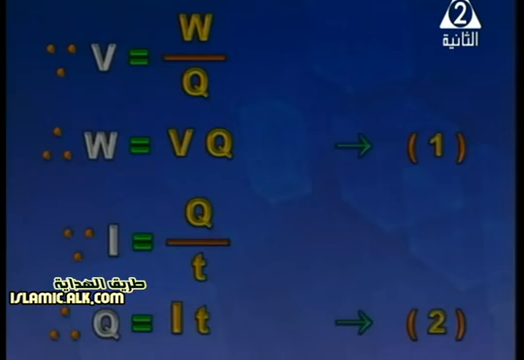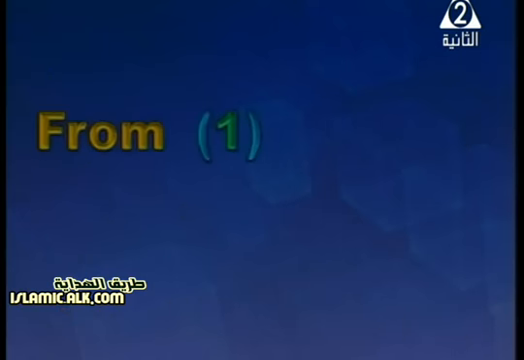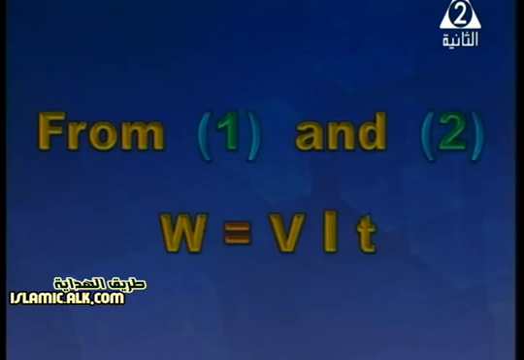Electric energy is equal to VIt, so energy is measured in joules, potential difference in volts, intensity in amperes, and time in seconds. So joule is equivalent to volt times ampere times second.